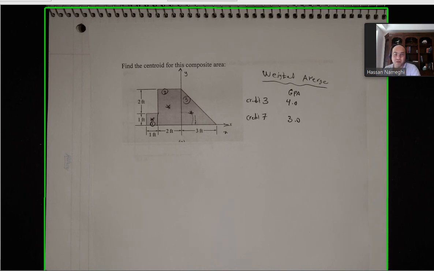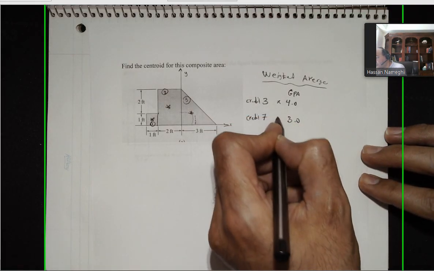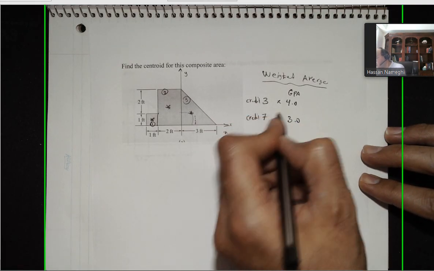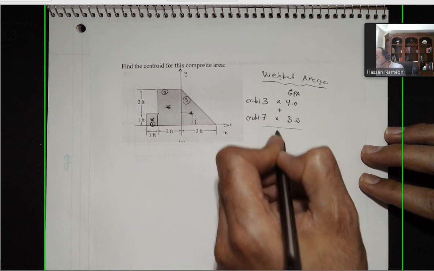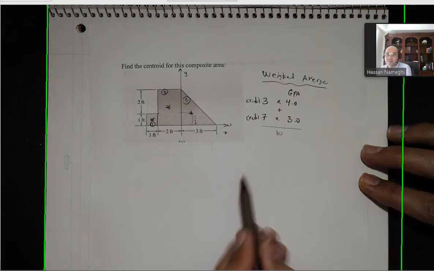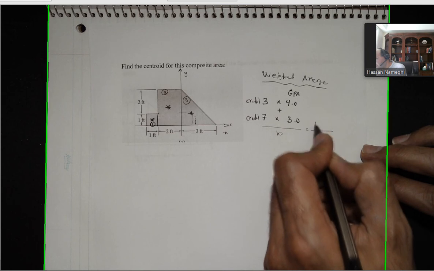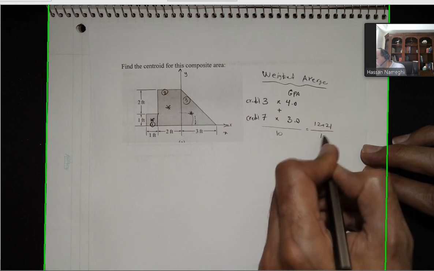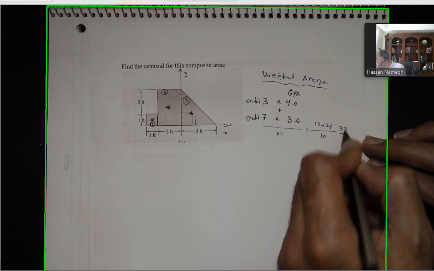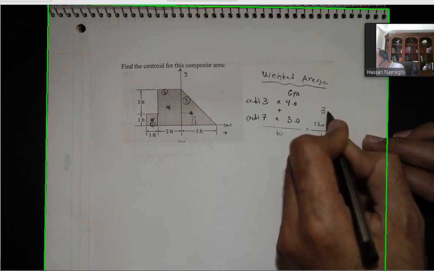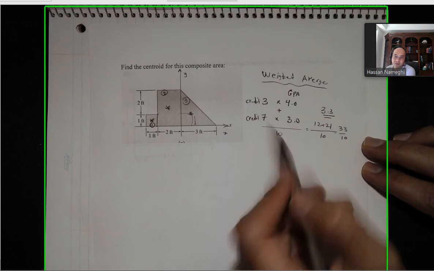But you came close. What happens is that you do 3 times 4, you do 7 times 3, you add these 2, and then you divide by your total credit, which is 10. I have 12 plus 21 divided by 10. The answer will be 33 divided by 10. So your GPA is 3.3. What I did in this case is weight with your credit.